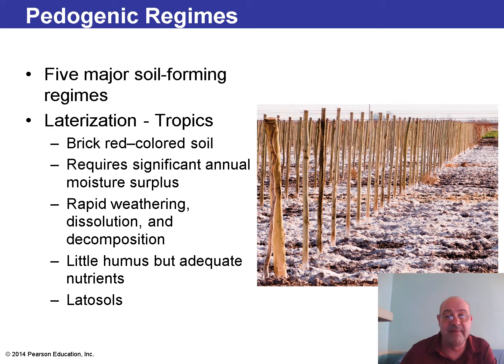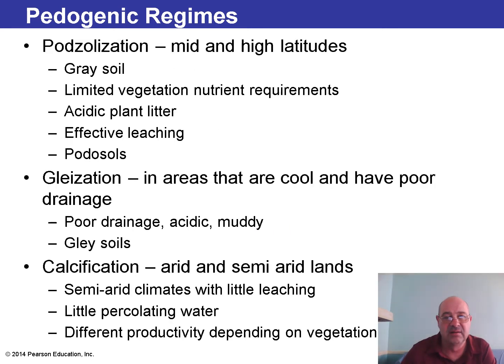All right, five major soil forming regimes. Laterization. I don't want you to memorize all these. Just know laterization: tropics, red brick. You don't need to know all the other stuff, but it's lateritic soils, laterization. I've got something later, a figure that I actually do want you to study. Podzolization: gray soil, limited vegetation, mid to high latitudes. This is up in your upper latitudes.